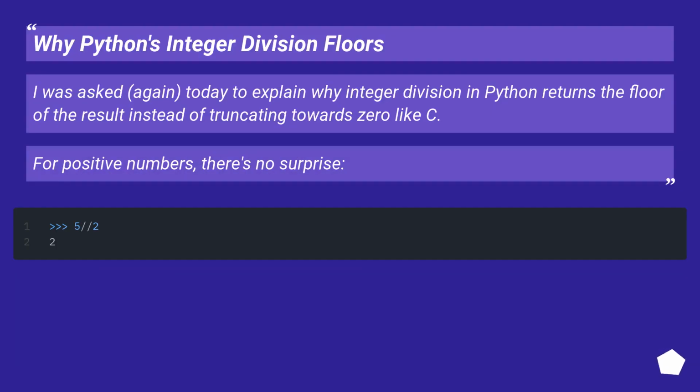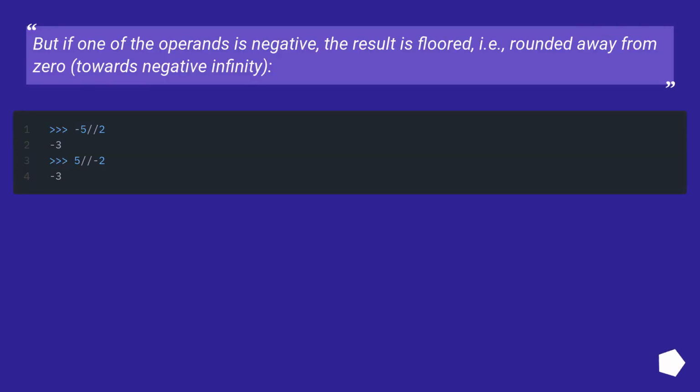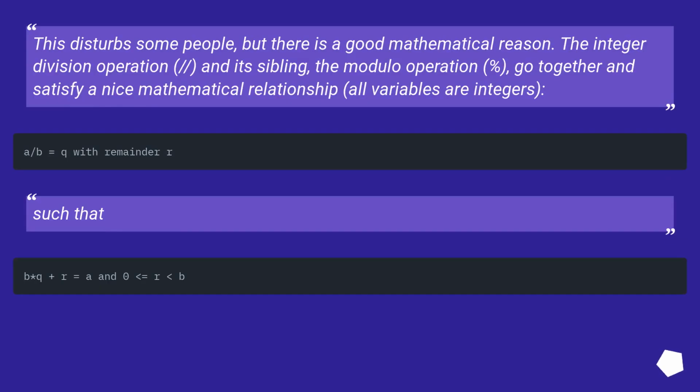Why Python's integer division floors. I was asked, again, today to explain why integer division in Python returns the floor of the result instead of truncating towards zero like C. For positive numbers, there's no surprise. But if one of the operands is negative, the result is floored, i.e., rounded away from zero, towards negative infinity. This disturbs some people, but there is a good mathematical reason.